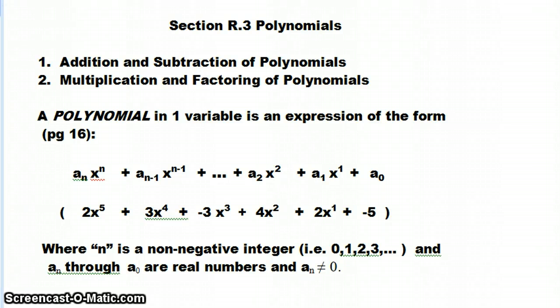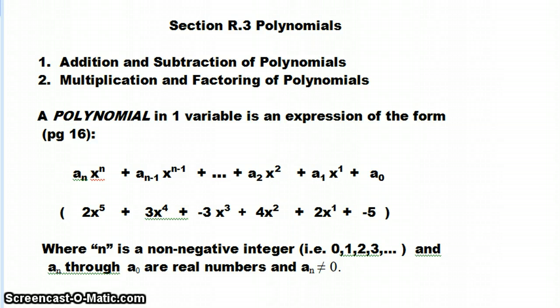In section R.3 this week, we're going to be talking about something called polynomials. We're going to be doing addition and subtraction of those polynomials. Next week, we'll be talking about multiplication and factoring. The definition of a polynomial is what's listed here below.